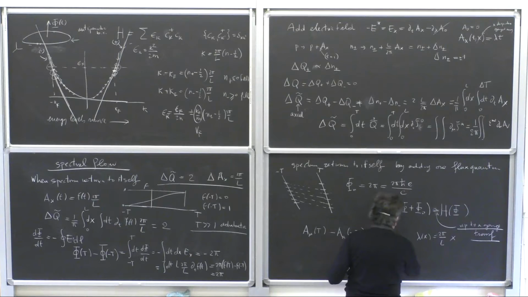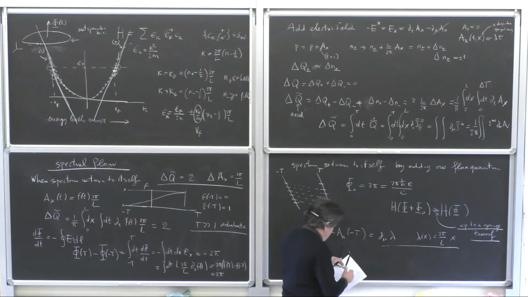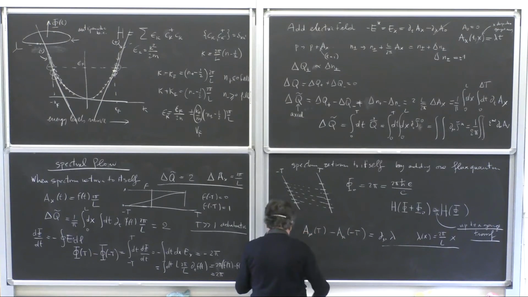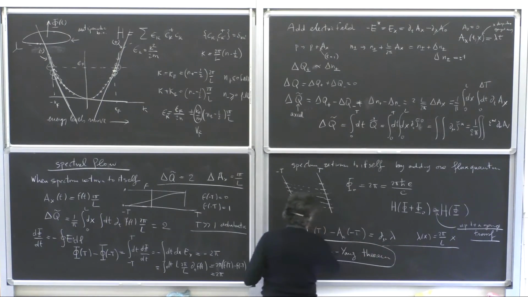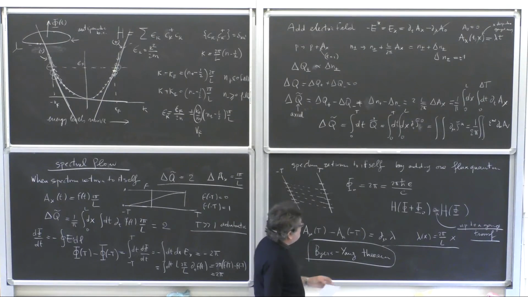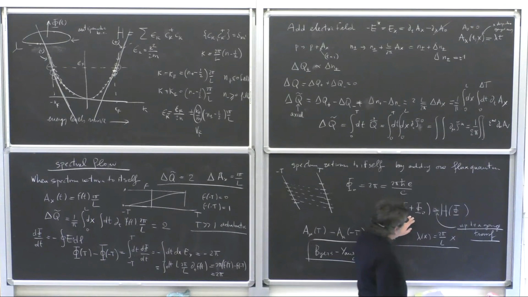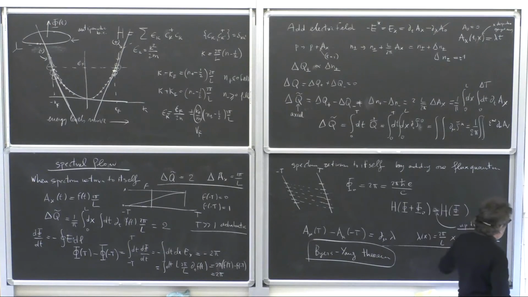Okay? This result has a name. It's called the Byers-Yang theorem. It's not possible to distinguish the spectrum of two Hamiltonians which differ by insertion of a flux quantum. So, a theorem, okay?